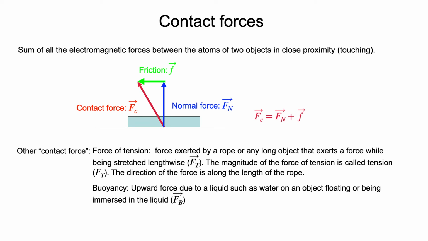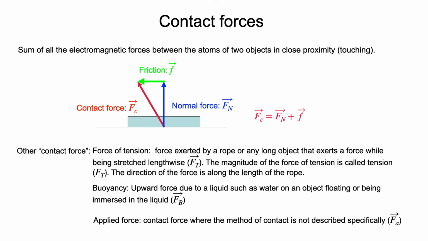Buoyancy will not be really studied in this course since we are concentrating on solid objects, but in situations involving water, the upward force due to the water will be labeled Fb. In any other situation where the method of contact is not clearly specified, for example, when there are no planes touching, no rope, or no water, we will call the contact force an applied force and label it Fa.